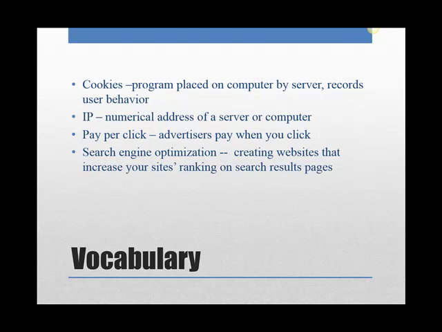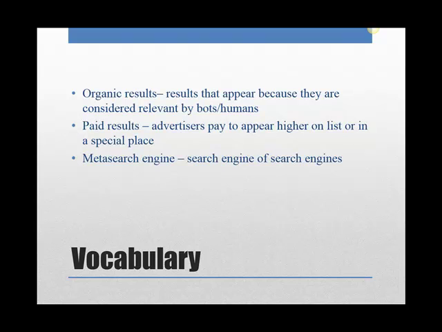Cookies. These are programs placed on your computer by a server that records your behavior. IP. That's the numerical address of a server or a computer, and it identifies the geographical location or where that computer or server is located. Pay per click. Advertisers pay when you click on one of their ads. And then lastly, search engine optimization. That's creating websites that increase your site's ranking on search results page. You do something to the metadata and the way that you construct your site to increase the chance that you'll get a higher ranking on search results page.